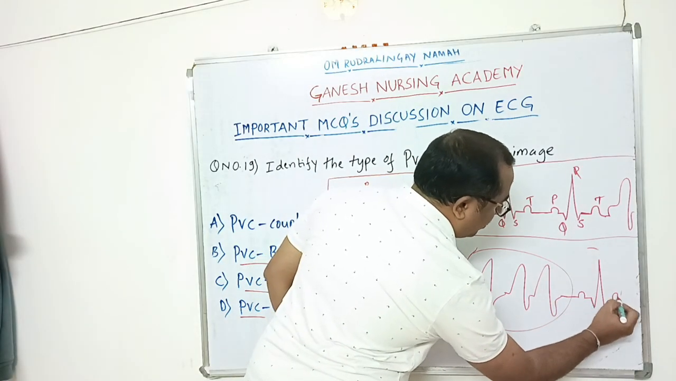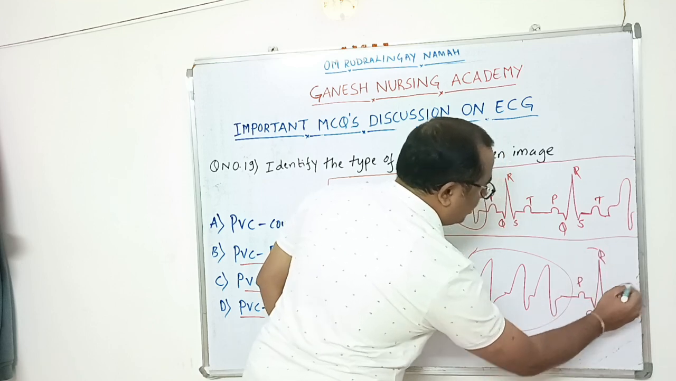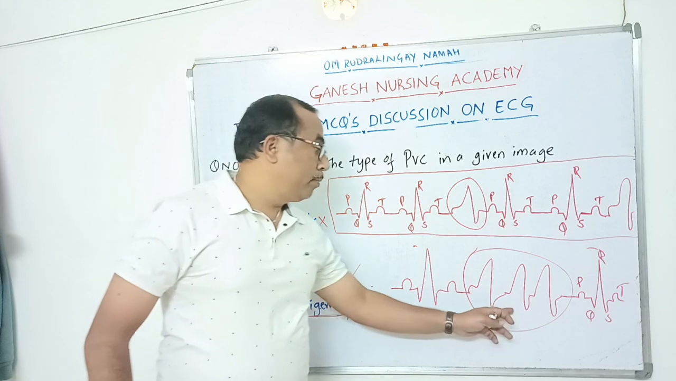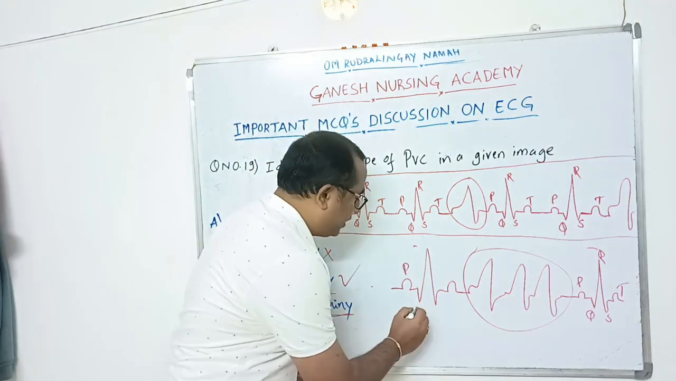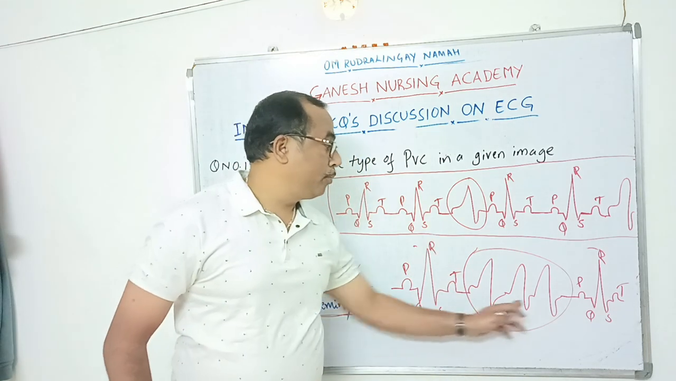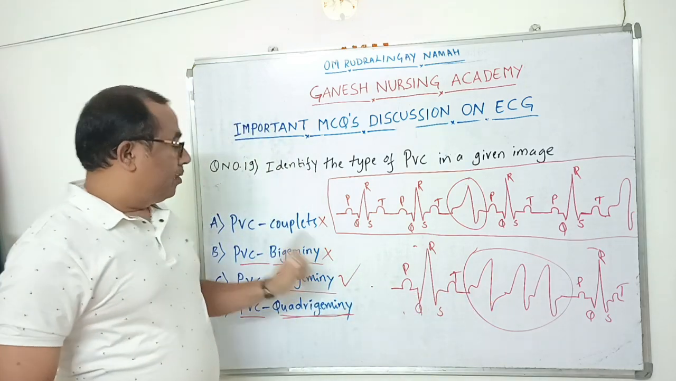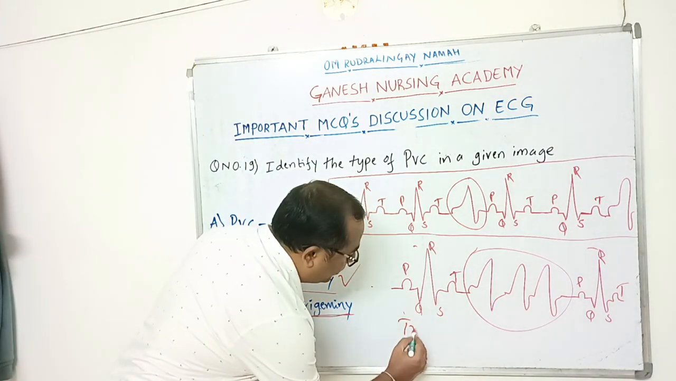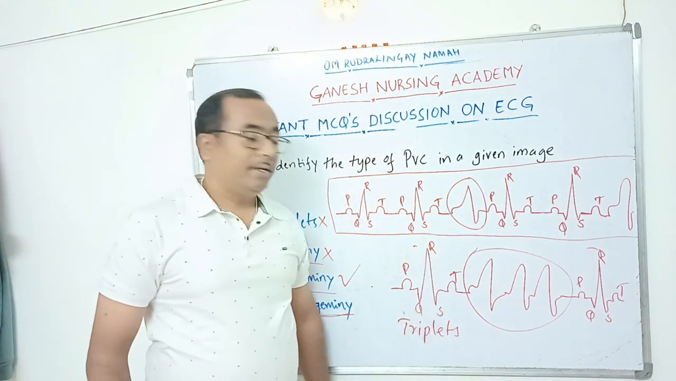Okay. So this is P, Q, R, S, T. So when we find three ectopic beats between the normal beats, between the normal rhythm, they are known as triplets. This is known as triplets. Okay, PVC triplets. That is three consecutive ectopic beats.